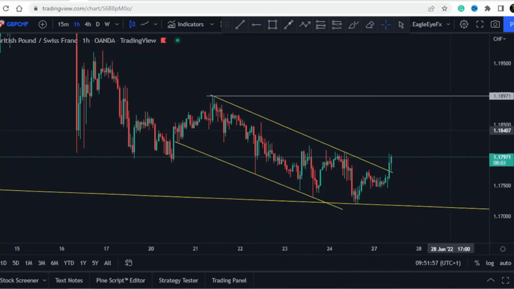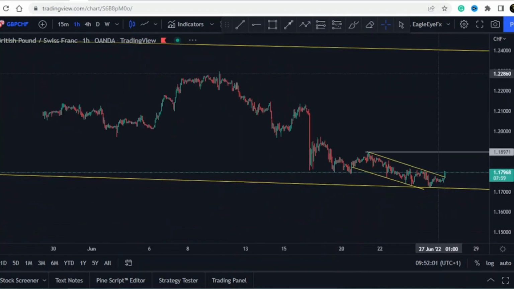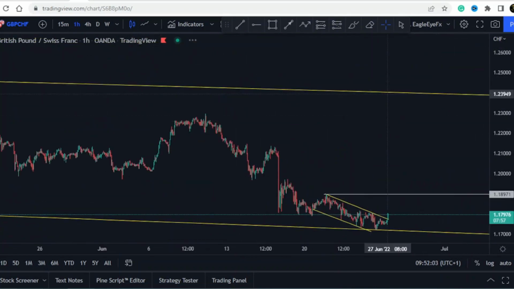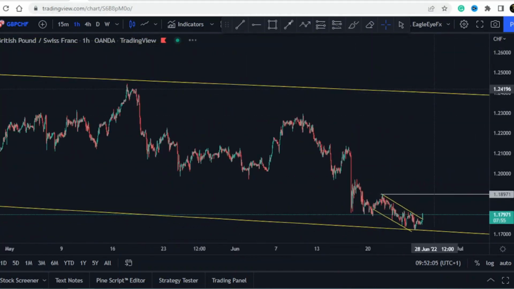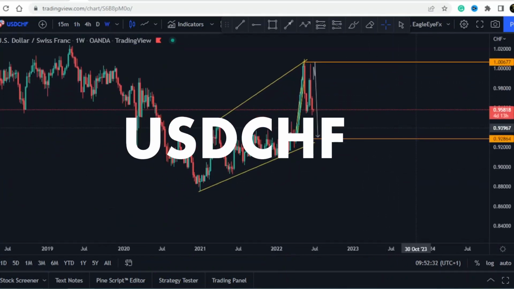But you can see that in the long run, I'm looking for very long-term buys all the way to this level and all the way to the upside. Okay, so let's look at the last pair. My last pair for today is USDCHF.